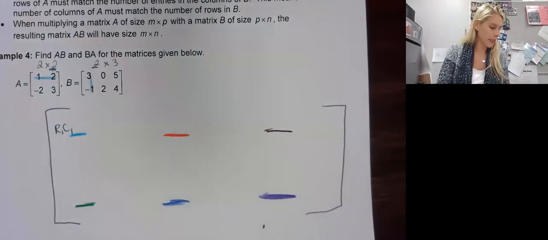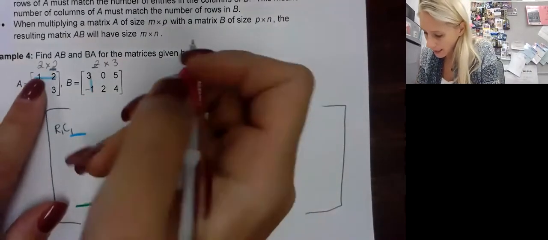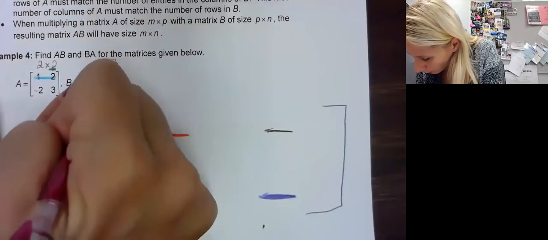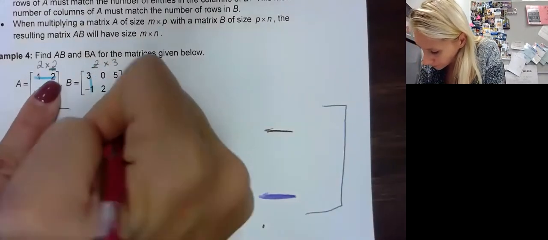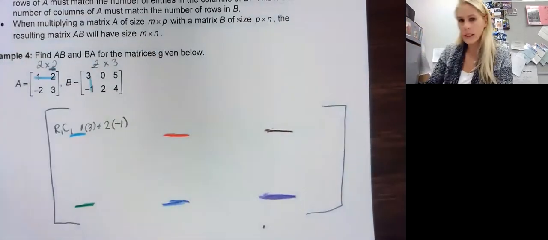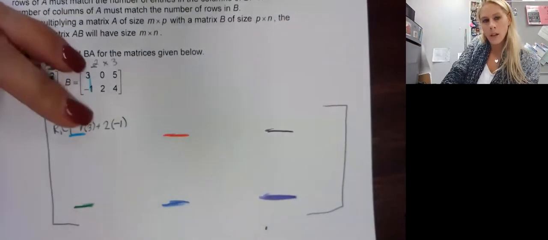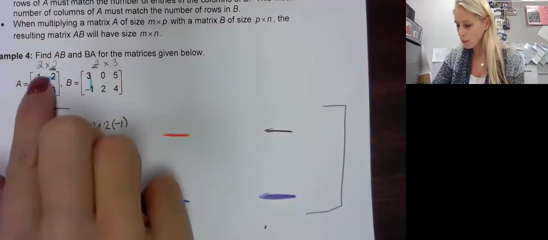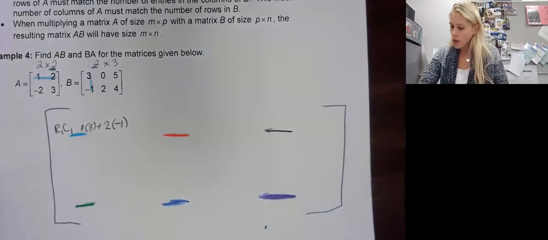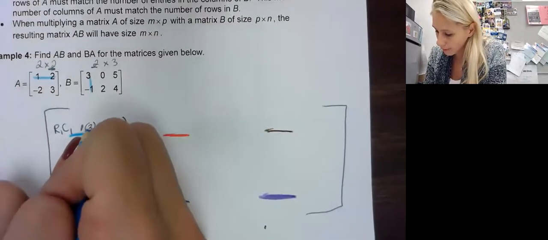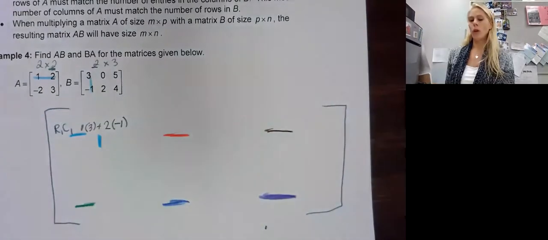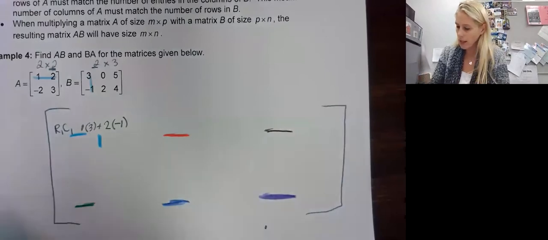So what does that tell me to do? Well, that tells me to take the elements in my row, so 1 times 3 plus 2 times -1. See, if I were to line up my row and shift it to my column, I would be multiplying 1 and 3, 2 and -1, and then adding them together. So when I do this, I get 3 plus -2, which is 1.